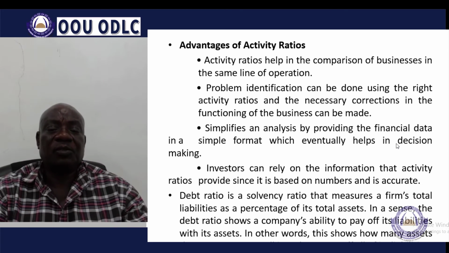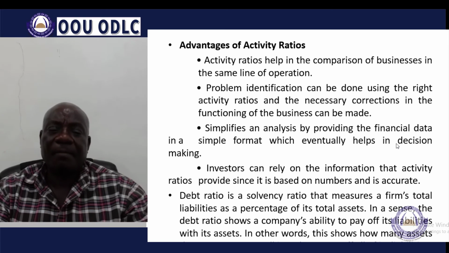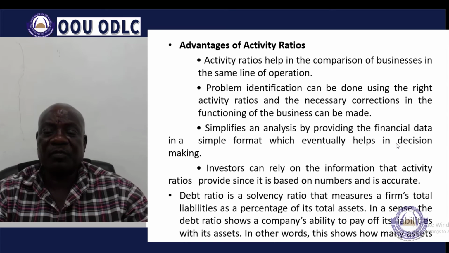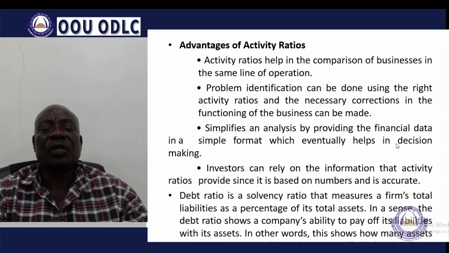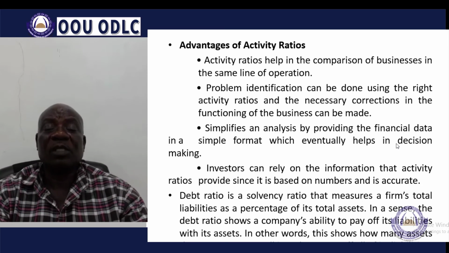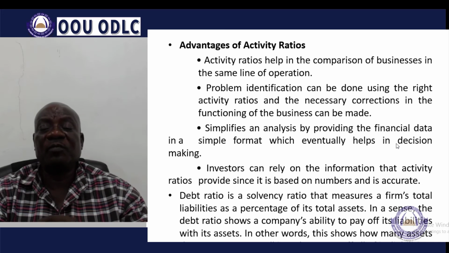Then we have debt ratio. Debt ratio is a solvency ratio that measures a firm's total liability as a percentage of total assets, which we mentioned before. In a sense, the debt ratio shows a company's ability to pay off its liability with its assets. In other words, this shows how many assets the company must sell in order to pay off all its liability.